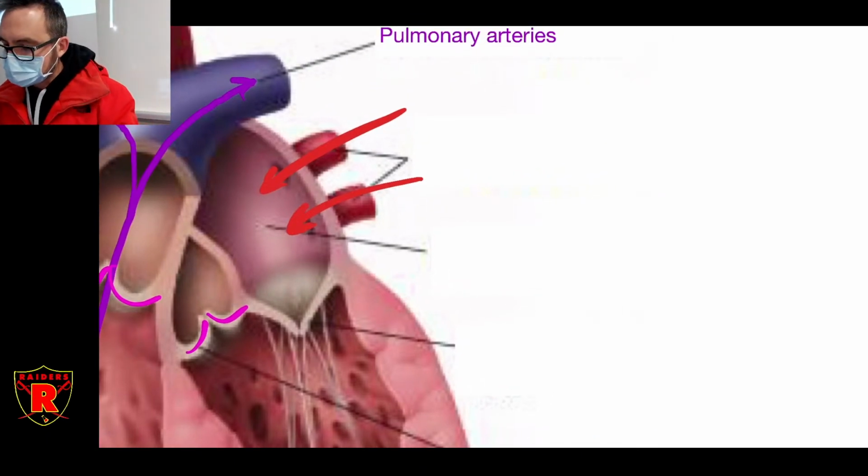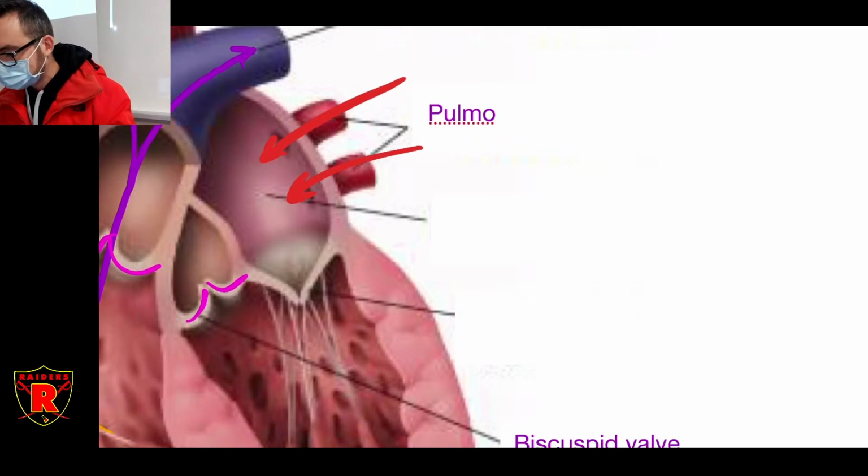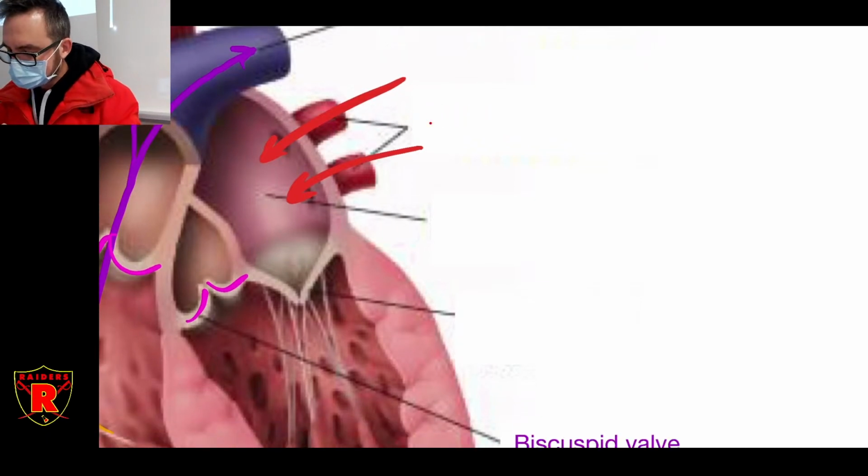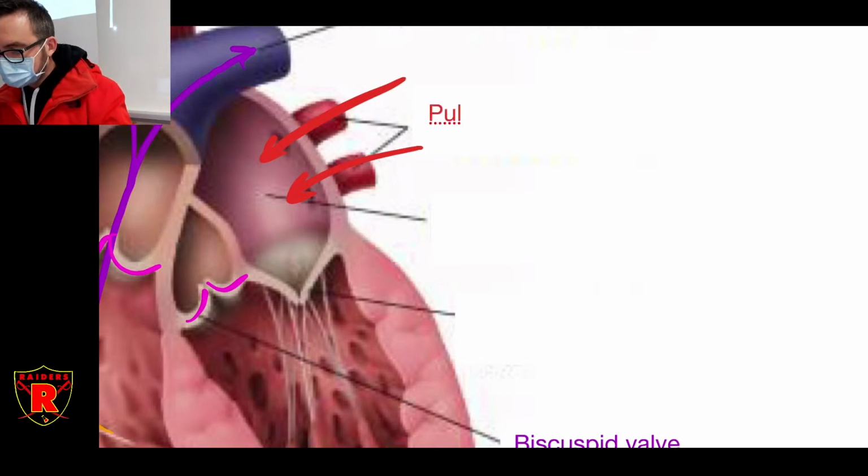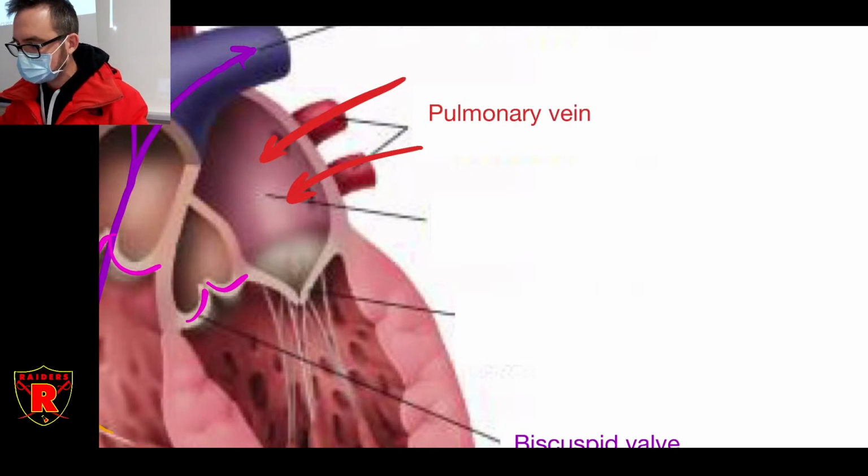And these 2 vessels here are called the pulmonary arteries. Pulmonary veins. Because blood is going back to the heart. This is pulmonary vein. Or veins, there's 2 of them.